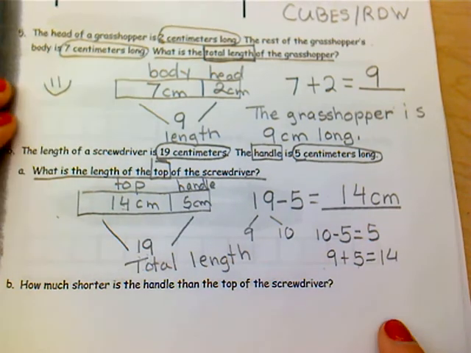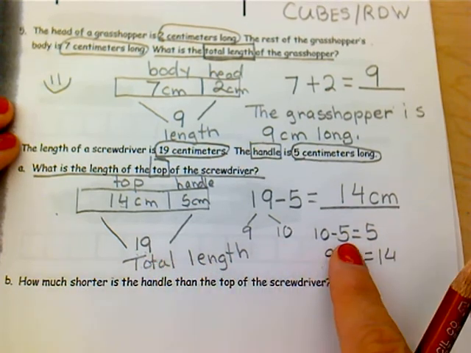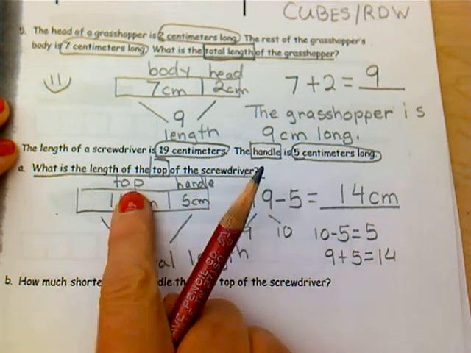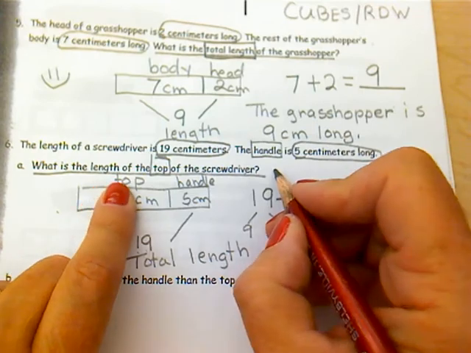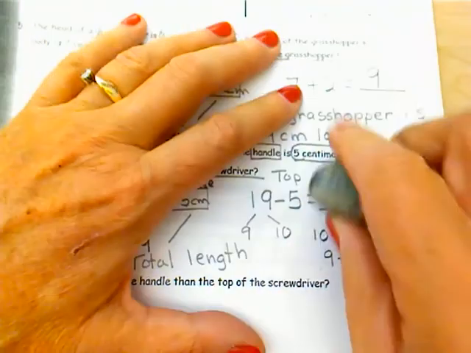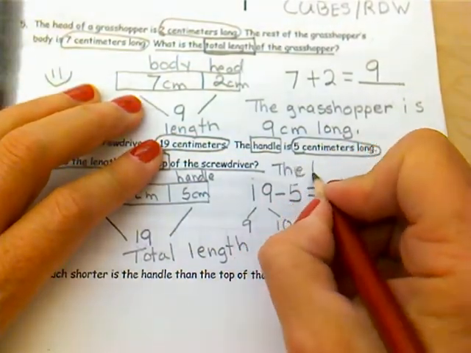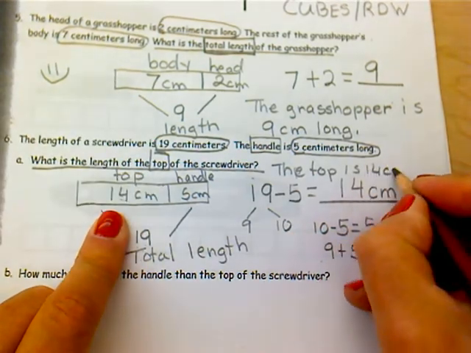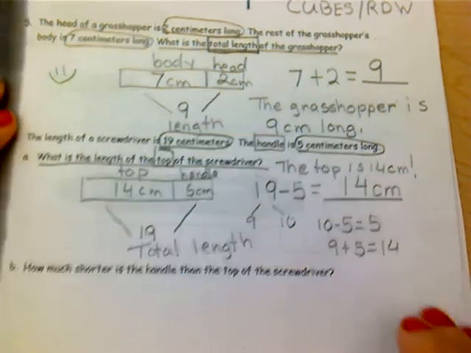And I still have one part that I haven't done yet. I need to write a number. I need to write what I found out from solving my number bond and my equation. So what did we find out? Let's see. Sorry, I didn't do that very good. I wrote top. I was thinking that word. The top is, what did we say? 14 centimeters. The top is 14 centimeters. I did just about run out of space there.